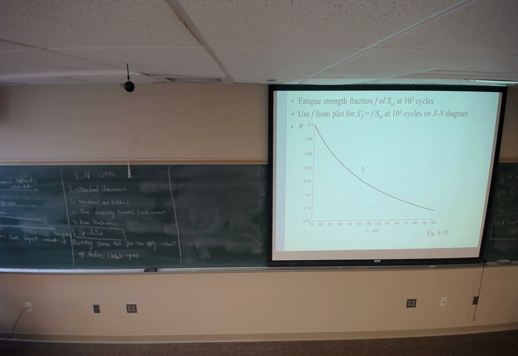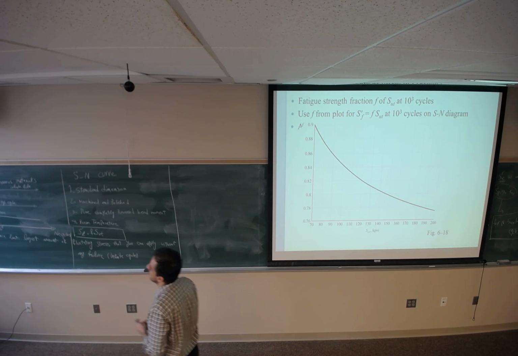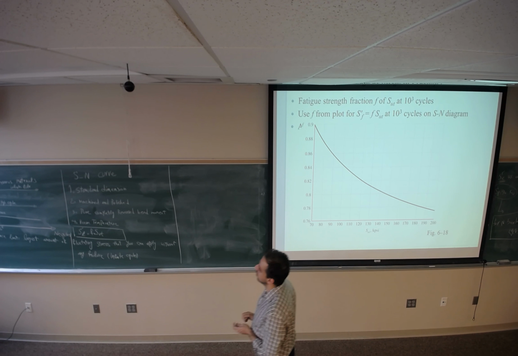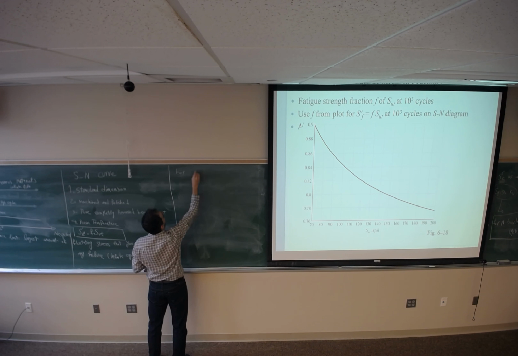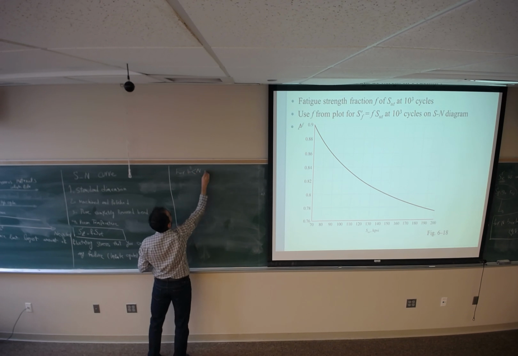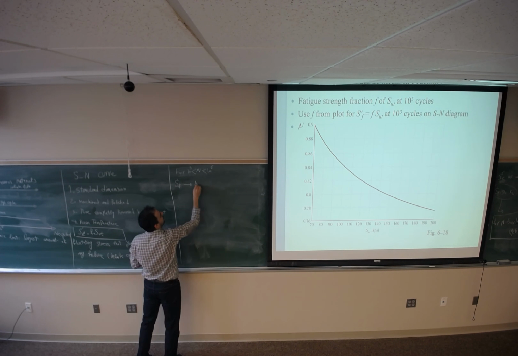So we have 2 lines, this line and this line. I'm going to find the equation for this line, and for the homework problem, you are supposed to find the equation for the low cycle region to connect SF, which is the fatigue strength, to number of cycles. So for N between 1000 cycles and 1 million, I'm going to find the equation between SF and number of cycles.